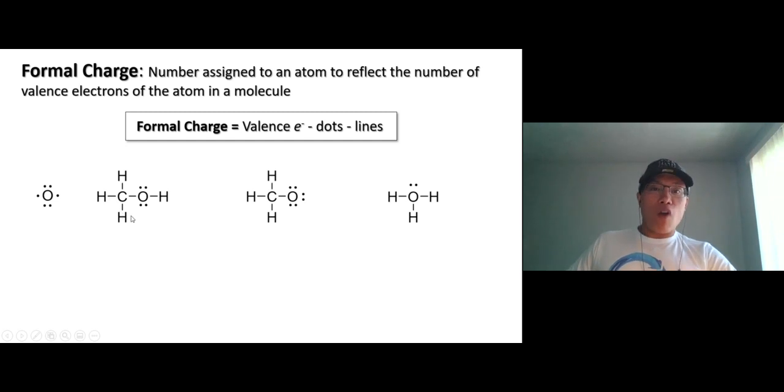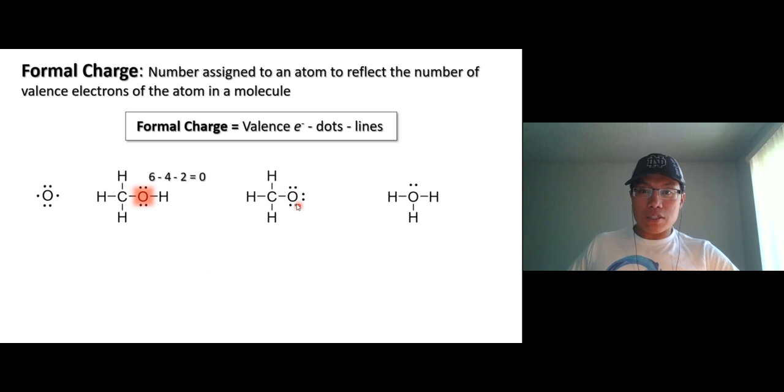All right, let's calculate the formal charges of this oxygen in the three molecules. Start with this one right here. Formal charge: valence electron minus dots minus lines. Look at this oxygen. The valence electron of this oxygen is 6, group 6. How many dots are there, like the lone pair electrons? 1, 2, 3, 4. There are 4 dots, so minus 4. How many lines are on it? 2 lines, so 2 bonds, minus 2, that's 0. We're going to keep things simple here: formal charge is valence electron minus dots minus lines.